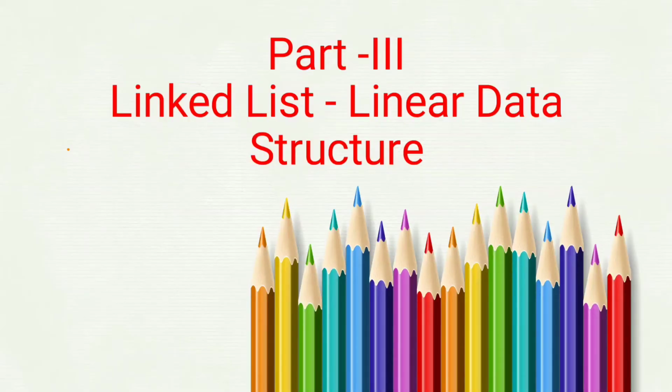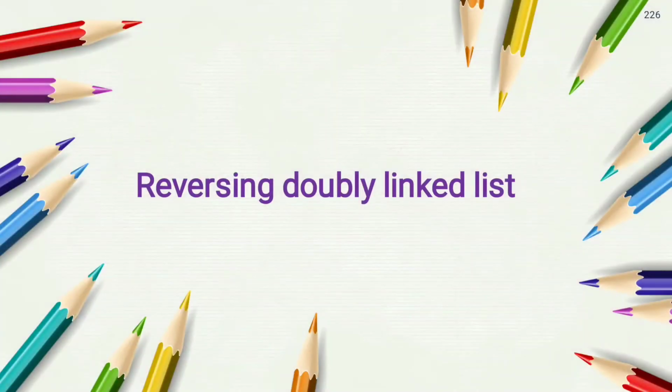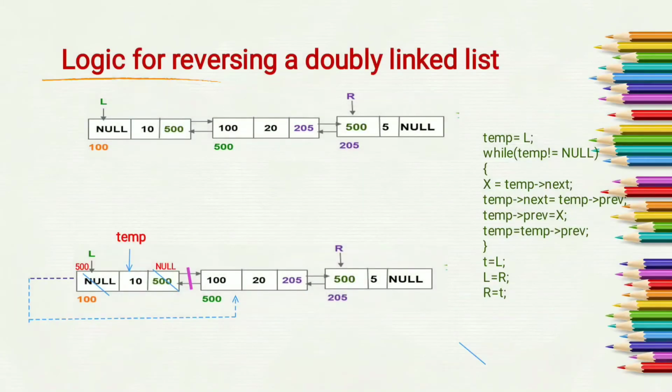Hello students, in this video we will learn how to reverse a doubly linked list. First we see logic, then we will write algorithm according to it. We have given a doubly linked list containing 3 nodes having values 10, 20 and 5. L is pointing to first node and R is pointing to last node.